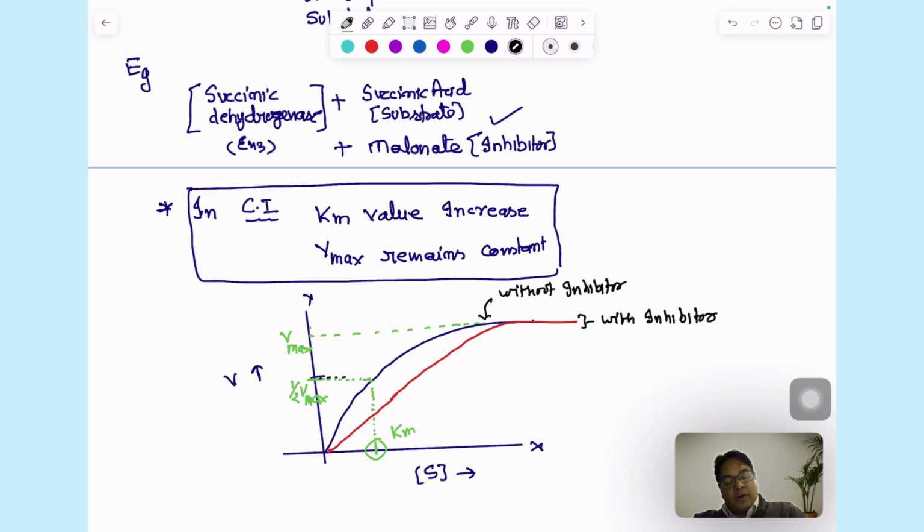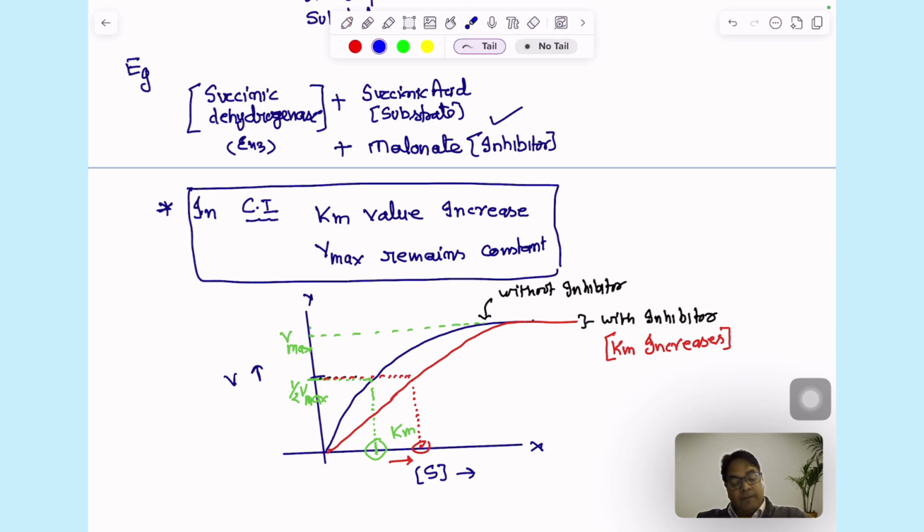I will draw a perpendicular from here with the red one, then the Km value will lie somewhere here. That means there is a shift in the Km value, so it increases. This Km increases here because of the difference in the steepness of the curve. So the red one is with inhibitor, and the blue one is without inhibitor.